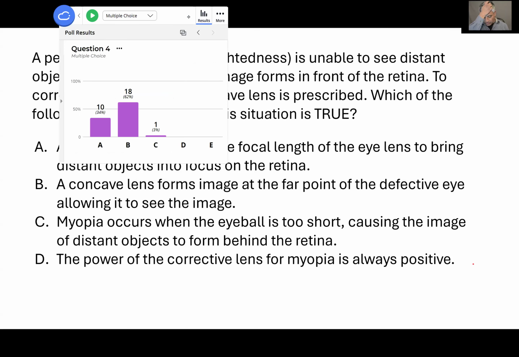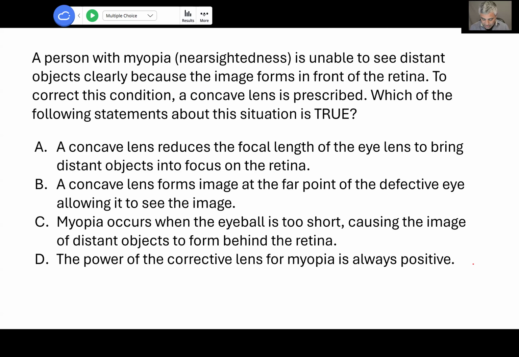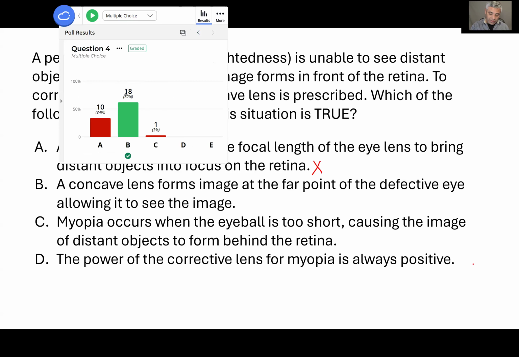Okay, let's see what we got. So mostly A and B. Let's see what we have. A concave lens reduces the focal length of the eye lens. Okay, focal length of the eye lens. If it does, then it would converge even closer to the lens rather than pushing it farther towards the retina. So that's why this is not correct. And we know the focal length of the eye cannot be changed using lenses. That is changed by the muscle, okay? So that's why that is not correct. A concave lens forms the image at the far point of the defective eye, allowing it to see the image. So yeah, B is the best choice here.